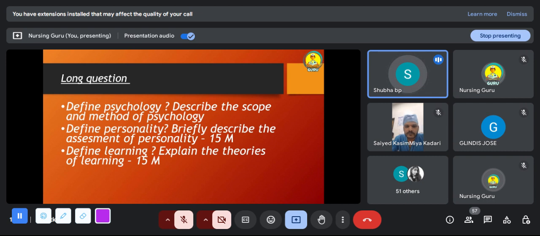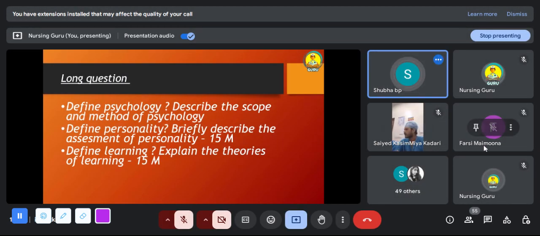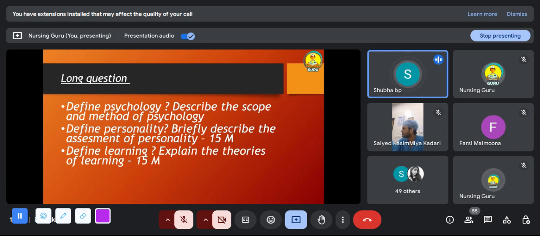So, according to the INC, these are the important questions for your exam. A question they may ask is: define psychology, describe the scope and methods of psychology. This question may be asked for 15 marks. So you need to write the definition of psychology, and you need to write the scope, which is nothing but uses, and the methods used in psychology. This is the answer you need to write for this question.